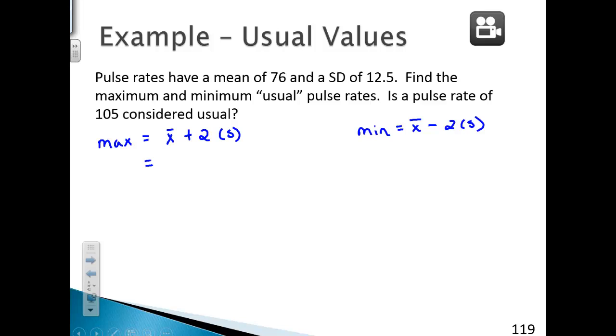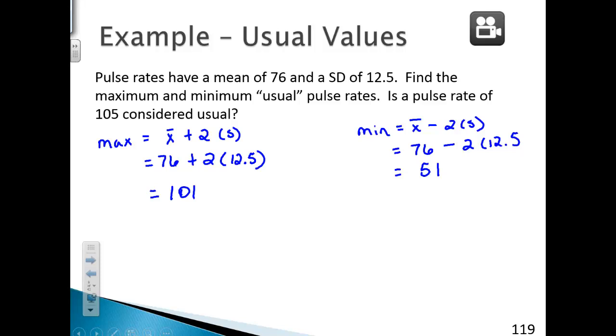So we have a mean of 76. We're going to add 2 times 12.5, which is our standard deviation. That gives us a value of 101. Now for our minimum, the only thing we're changing is that minus sign in the middle. Our answer, of course, will be different since we're subtracting. We have a minimum usual value of 51.